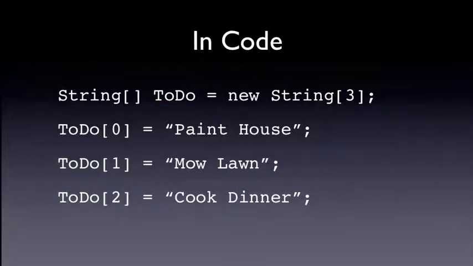So look, I've got 3 indexes. My list can hold 3 items. But notice that the first item, paint house, is at index 0, mow lawn is at index 1, and cook dinner is at index 2. So notice that even though it holds 3 items, the first index is 0 and the last index is 2. That is 3 items. It's just that they don't go from 1 to 3, they go from 0 to 2. You'll see this again in the later part of the lecture where I actually write this in code.